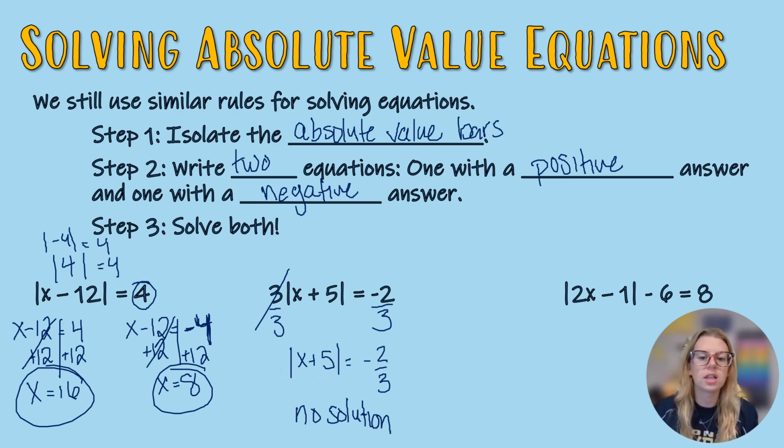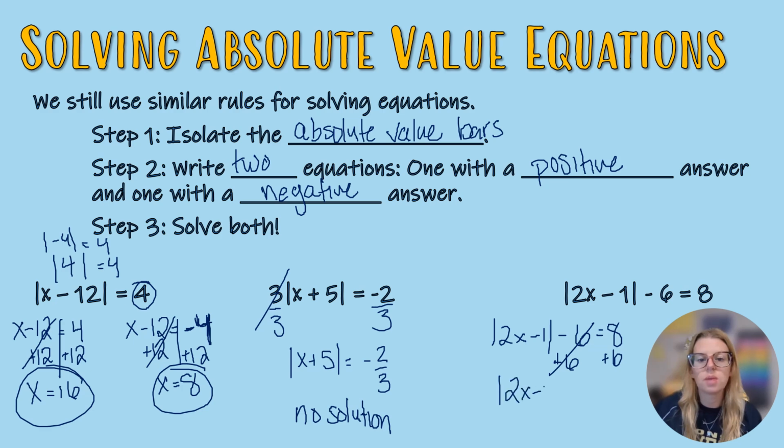All right, let's go ahead and try the last one. So the last one I'm going to rewrite over here. So we have 2x minus 1 in the absolute value bars minus 6 equals 8. So again, we want to eliminate everything that is not in absolute value bars. So I need to get rid of this minus 6. So we're going to do plus 6 on both sides, plus 6 on both sides. I get the absolute value of 2x minus 1, absolute value, is equal to 14.